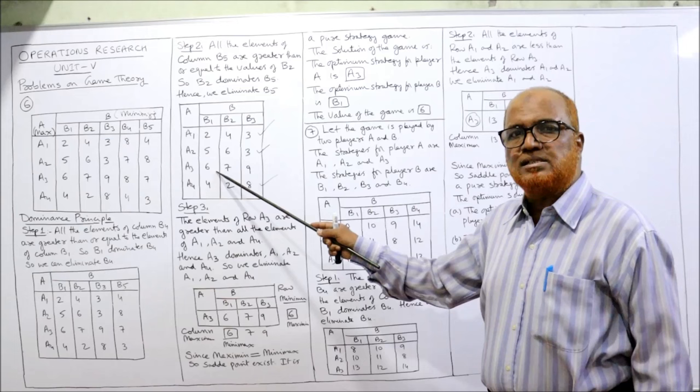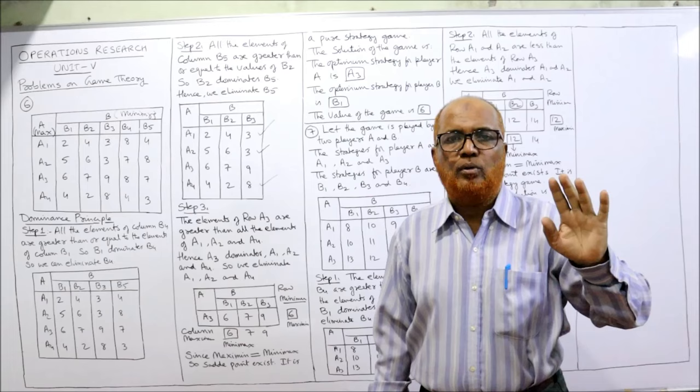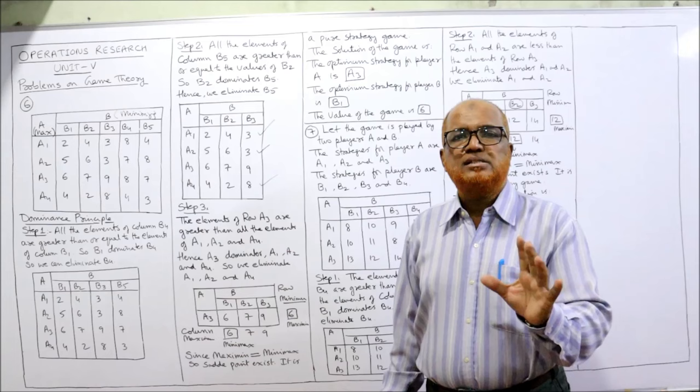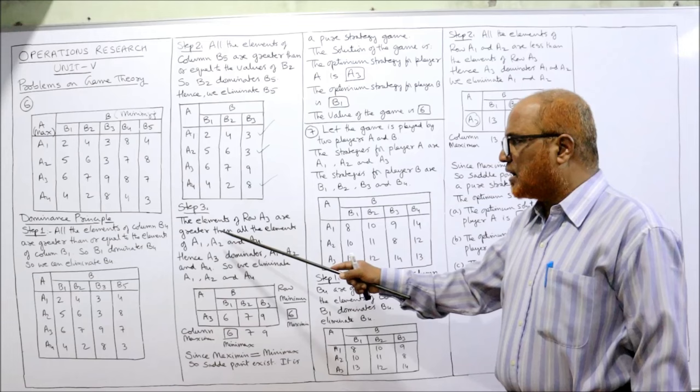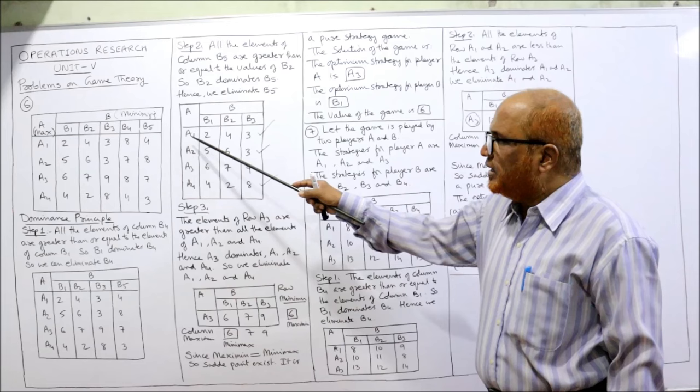That is A3. Remember, in rows we have the maximizing player. He will keep the maximum row and eliminate the minimum row, whereas in columns we have a minimizing player. He will keep the minimum and eliminate the maximum. That rule is the dominance principle. Now, the elements of row A3 are greater than all the elements of A1, A2 and A4. Hence A3 dominates A1, A2, A4, so we eliminate them.